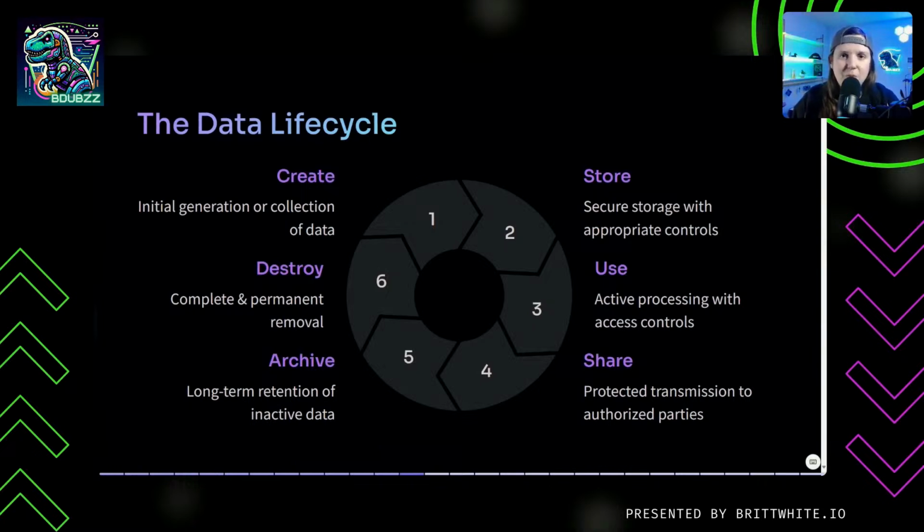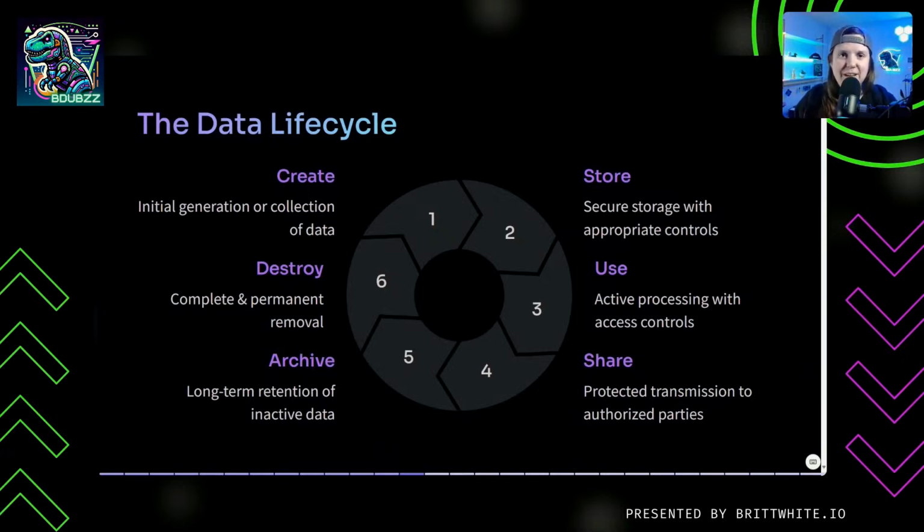Next is store. Once we've created or collected our data, we need to keep it somewhere safe. This means choosing the right storage solutions and implementing strong security controls to protect that data while it's at rest. Then we have use. This is when people are actively working on the data. During this phase, we need strict access controls. Only authorized users should be able to access the data, following 2 important principles, least privilege and need to know.